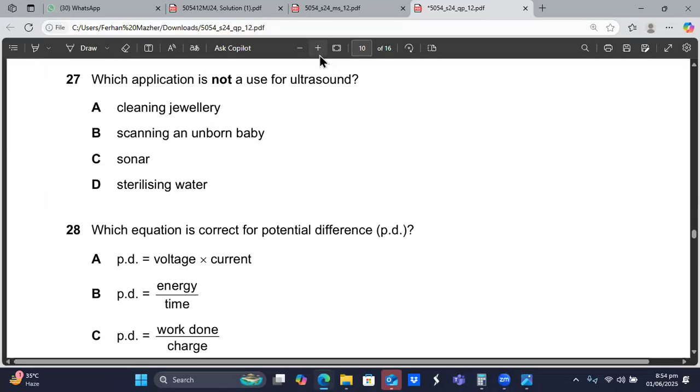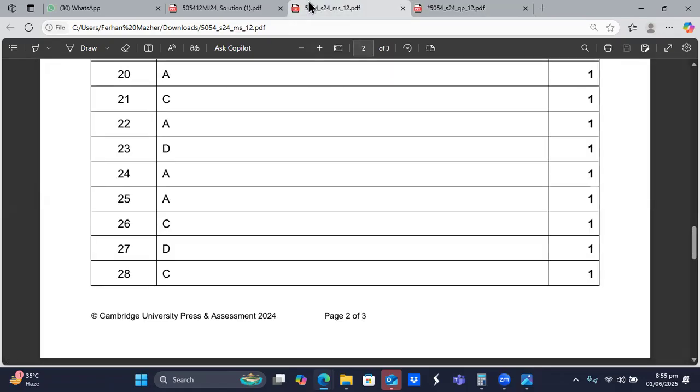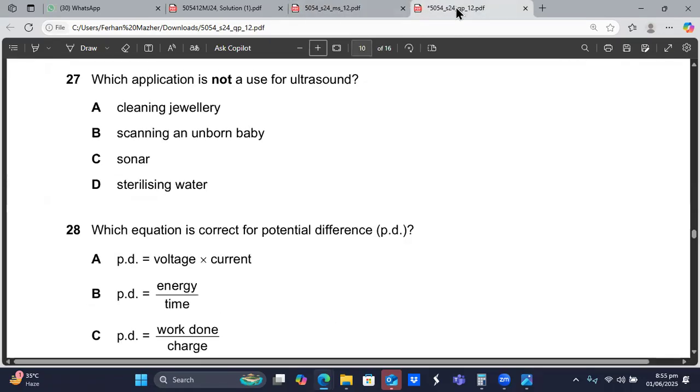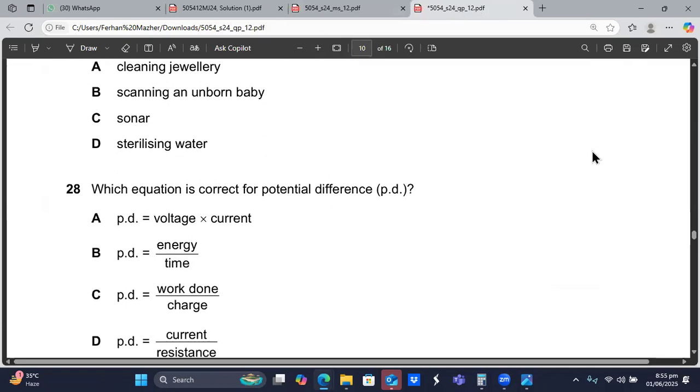Question number 27 coming up on your screen. Which application is not a use for ultrasound? Cleaning jewelry. Ultrasound is used for cleaning jewelry. Scanning an unborn baby. Yes, very famous use, ultrasound is used to scan the fetus. Sonar, for the sonar, we use ultrasounds. Sterilizing water, no. Ultrasound is not used for sterilizing water. Question number 27. I think D is the right option. So very simple, straightforward question, nothing difficult in it.